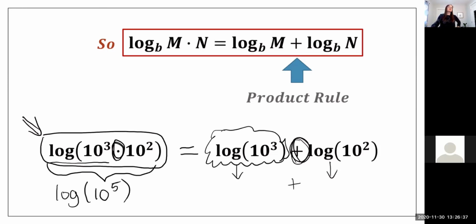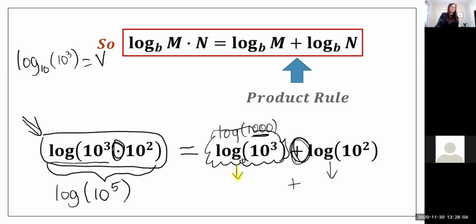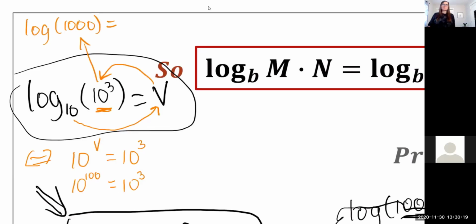It's asking you essentially, what exponent do you put on base 10 to get 10 to the 3? What should that be? Okay, rewrite it again: log base 10 of 10 to the 3, because if there's no base written, it's a 10. Let's say that equals v for value. Rewrite this in exponent form and tell me what you think v should be. So 10 to the power of v should be 10 to the power of 3. So what's v? Okay, you get 3.